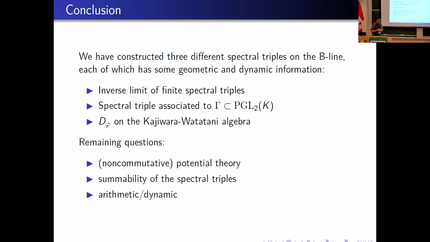So there are many remaining questions to address here. The first one is, can this work be related to something called non-commutative potential theory? There has been work done in that direction in the literature, so it would be interesting to see if there is any connection. Another thing is, if we get infinite dimensional spectral triples, another question that we may address is the summability of these spectral triples. And third but not least, can we really get arithmetic information just by studying these spectral triples?